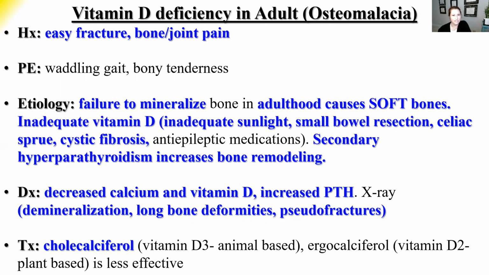On X-ray, they have that demineralization, kind of the ghosty bones looking very, very kind of grayish, long bone deformities, and then pseudo fractures, little tiny kind of hairline fractures throughout the skeleton because these bones are soft and they cannot have a lot of stress to them. They don't have good tensile strength to be able to absorb those regular body movements. Treatment for this is we want to supplement that vitamin D. Again, cholecalciferol is a little bit more effective than ergocalciferol. You do need to know those chemical names, cholecalciferol, ergocalciferol, because on the boards or on your exam, they're probably not going to give you vitamin D3 or vitamin D2.